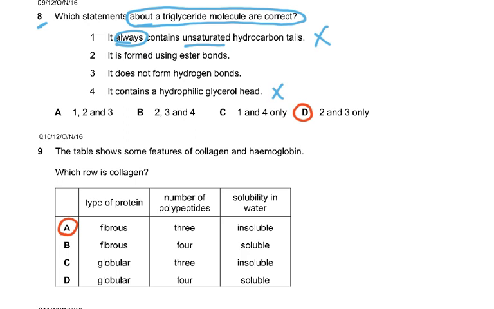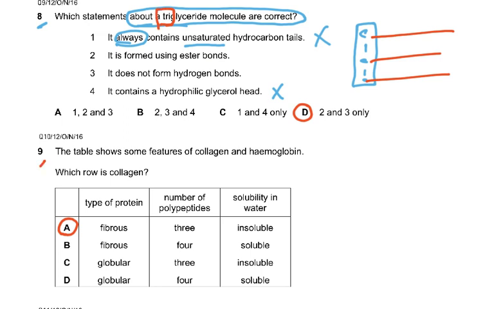Yes, that was correct. Contains the hydrophilic glycerol head that's in a phospholipid molecule, not in a triglyceride. They were asking you about a triglyceride. Triglyceride is a glycerol, which is a 3 carbon, and then it has 3 fatty acid chains attached to it. That's why it's called tri, 3.